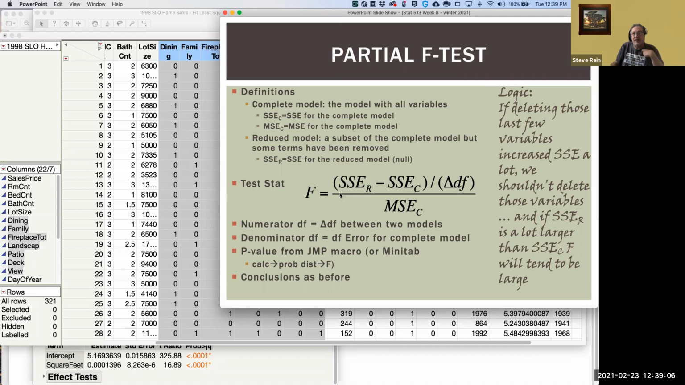Shoot, I could even take the difference in SS for the model between the two things. It's just a matter of the difference of the sums of squares that change. And I'm going to divide that through by mean square error for the complete model. That is my F ratio.